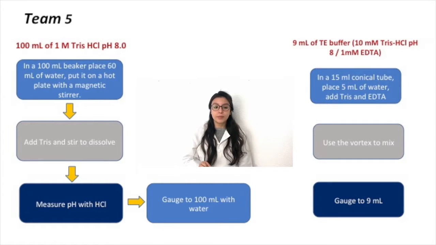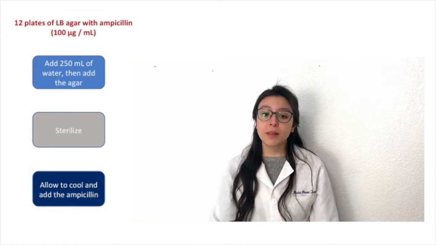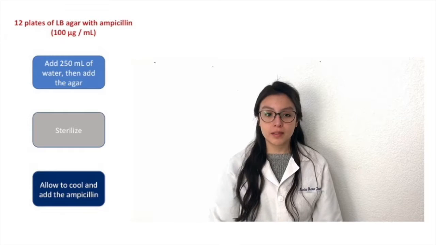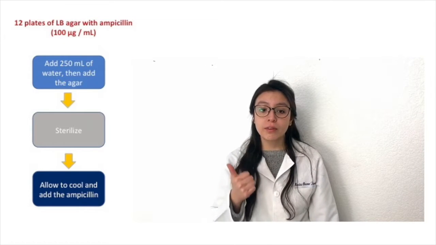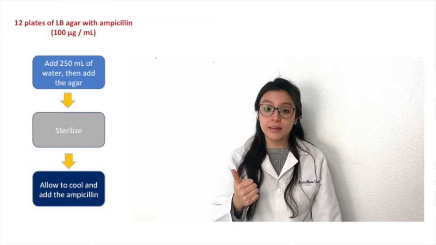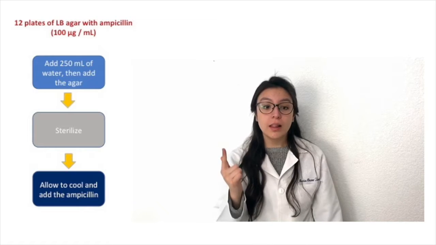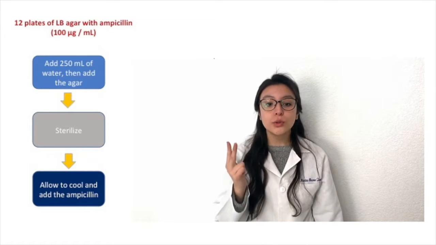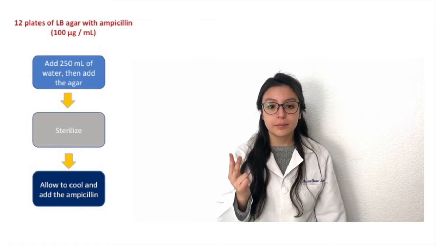TE buffer. In a 15 ml conical tube, place 5 ml of water and Tris and EDTA. Use the vortex to mix. Gauge to 9 ml of water. 12 plates of LB agar with ampicillin. Add 250 ml of water, then add the agar. Sterilize, and finally allow to cool and add the ampicillin.